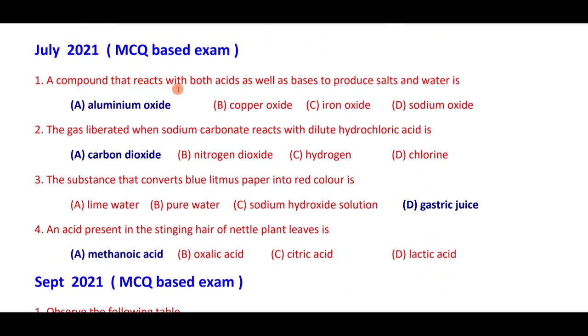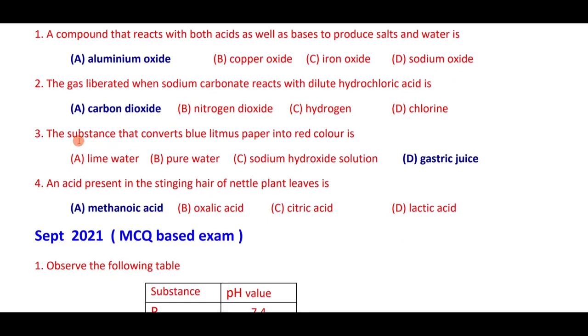A compound that reacts with both acids as well as bases to produce salt and water is aluminum oxide. That is the example for an amphoteric oxide. The gas liberated when sodium carbonate reacts with dilute hydrochloric acid is carbon dioxide. The substance that converts blue litmus to red is gastric juice. Blue to red, gastric juice, that is acid.